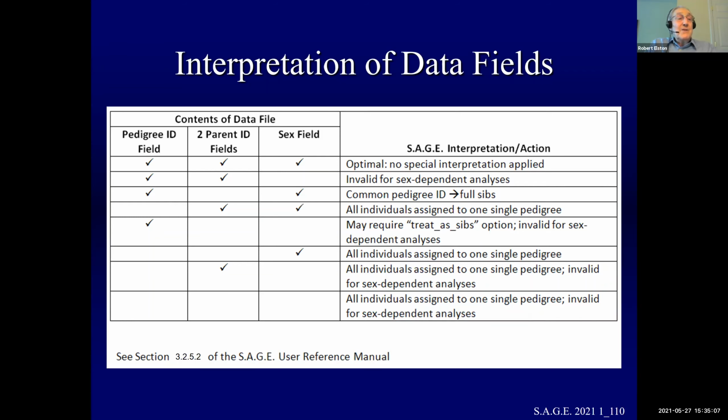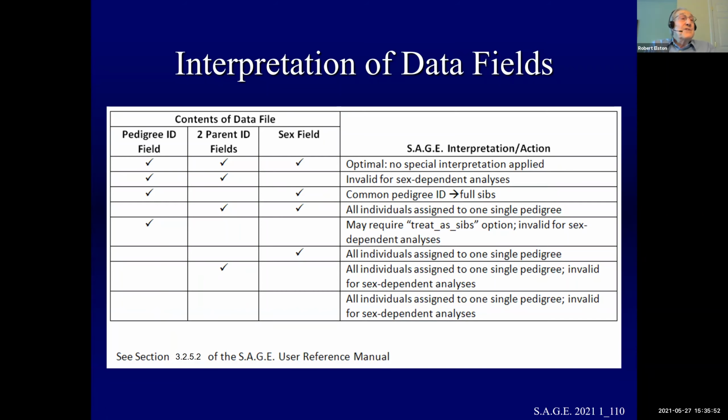You can read section 3.2.5 from 2 of the user reference manual to get more information. But ideally, you have the pedigree ID field, you have the 2 parent ID fields, and you have the sex field. This is optimal, and no special interpretation is applied. However, if the sex field is missing on the second row, you see the pedigree ID field and 2 parent ID fields are there, the sex field missing, then clearly you cannot do any analyses that are sex dependent. So this means that for this analysis, it would be invalid for sex dependent analyses.